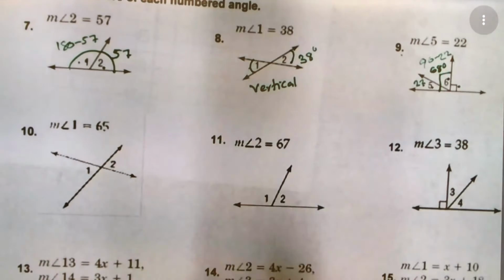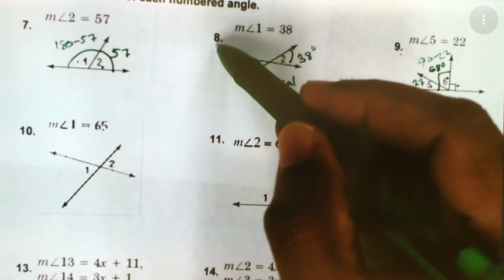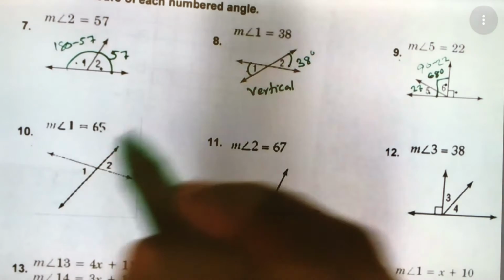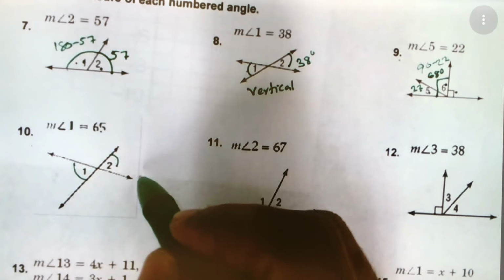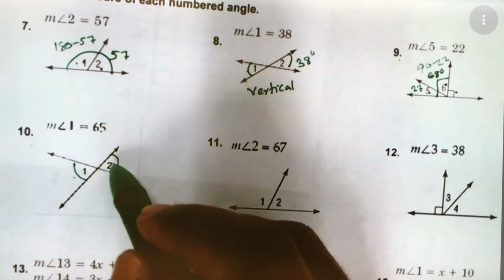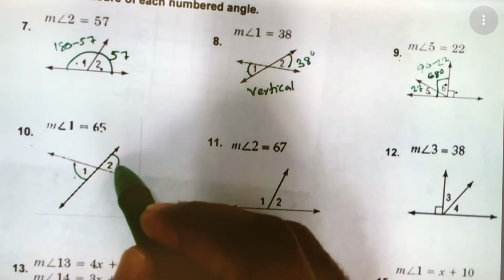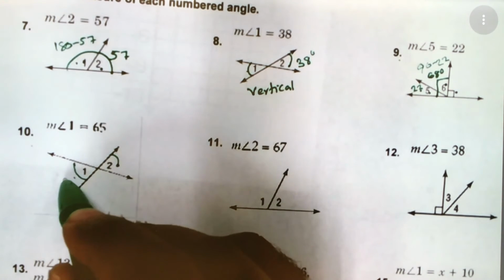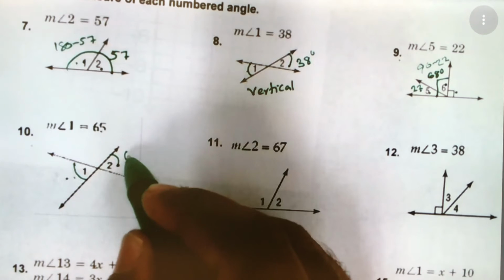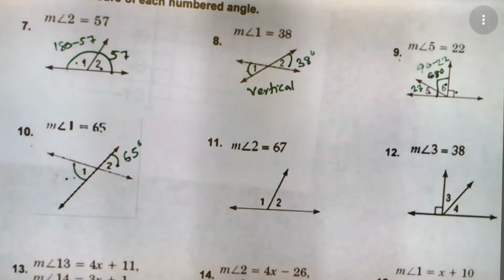So question number 10, we already did just like question number 8. So they are the same. Angle 1 and angle 2 are vertical angles. There is a straight line, they're crossing each other. So the angles opposite to each other are known as vertical. Vertical angles are congruent to each other. So angle 1 is 65 degrees. That means angle 2 is also 65 degrees.